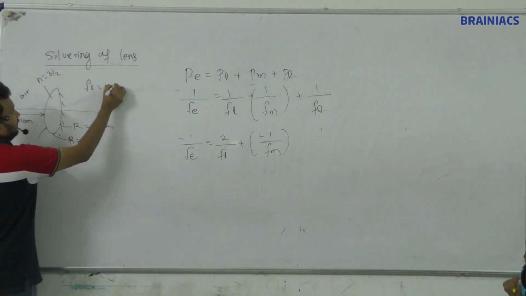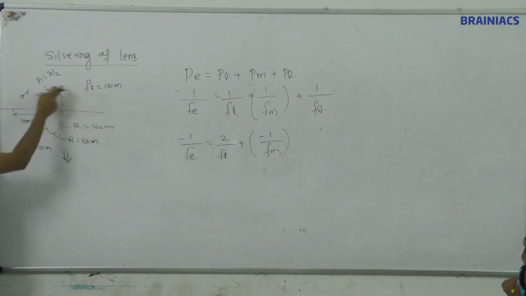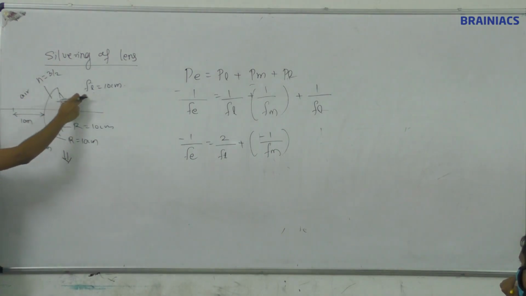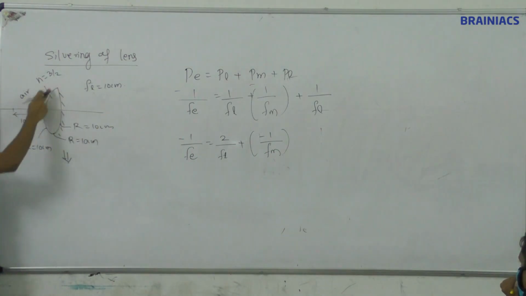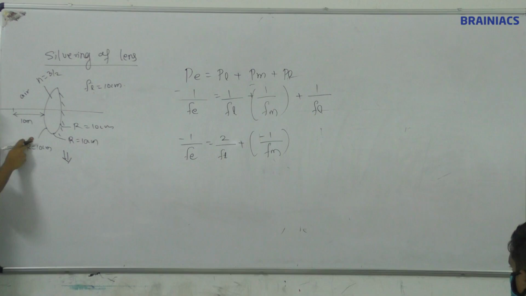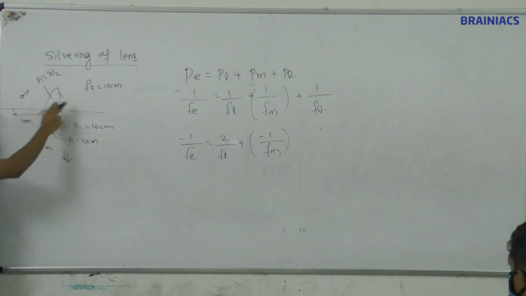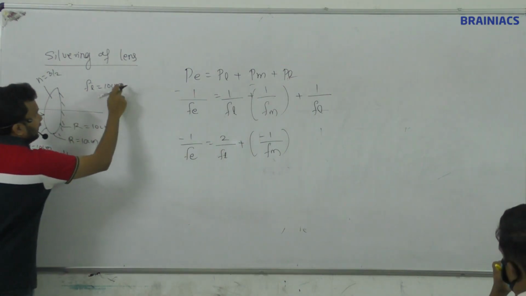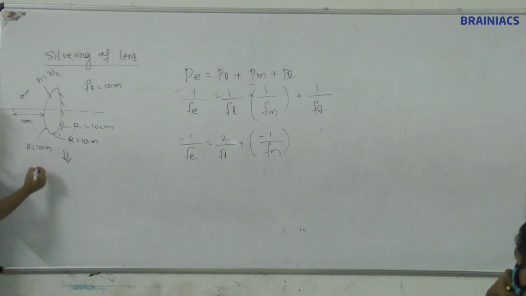10 centimeter. Okay. Then two options: either you can take this one, or anyway, if this is not given, you can find this out because the radius of curvature is given. So what will we do? We'll take this focal length and proceed. That's what we have done, right?